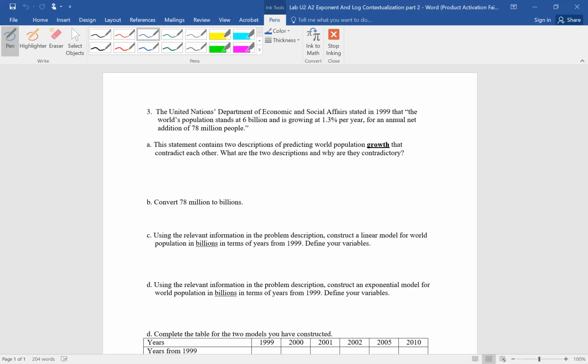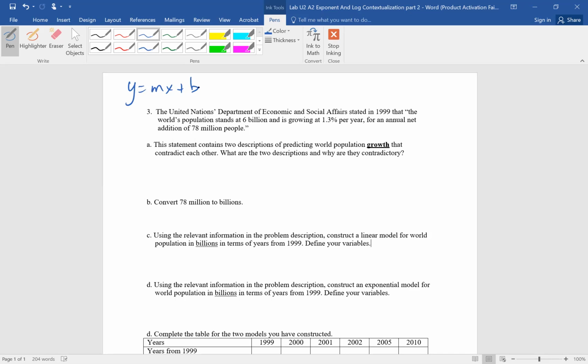So, part A for number three is talking about the United Nations and the fact that you start at 6 billion, but you're growing at 1.3% a year for an annual addition of 78 million people. So, there's a conflict there in the sense that, let's say a linear model, y is equal to mx plus b, indicates an average rate of change, or a constant average rate of change.